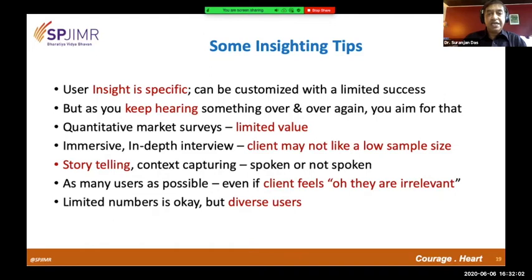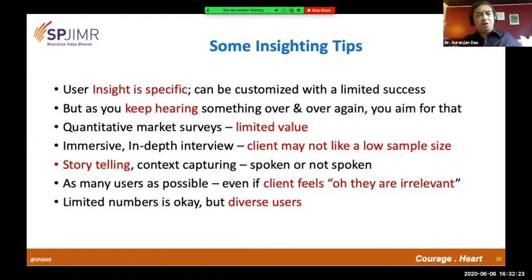The response is that I may actually have a depth interview of a very small sample size, but I'll give you views, just like the context study. If you go to 1,000 customers, nobody will be able to connect this with the vanilla. But if you go to one or two of them, you'll get some insights. Storytelling is very important for inciting, and so on and so forth.